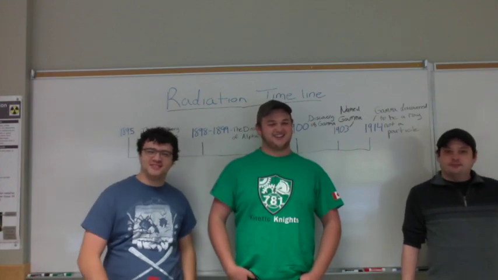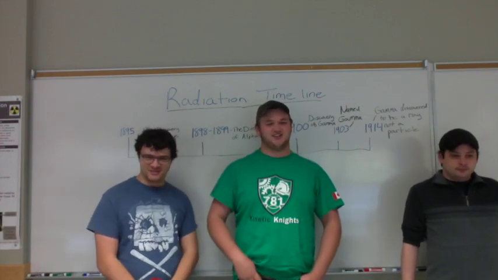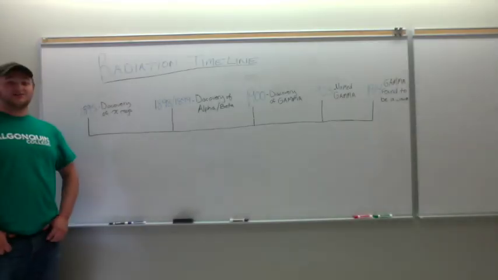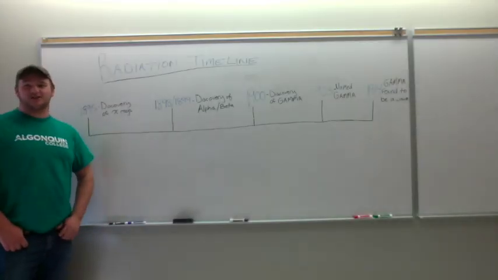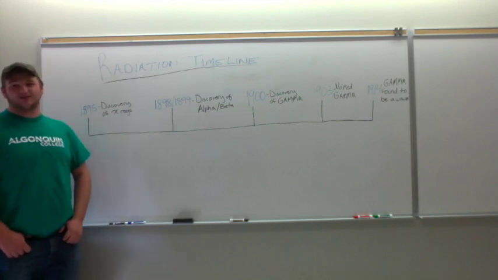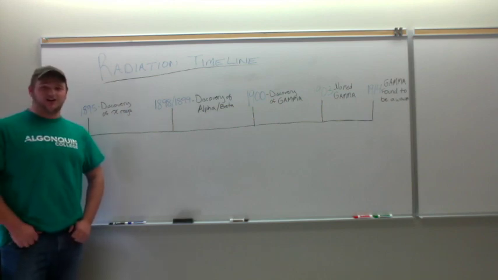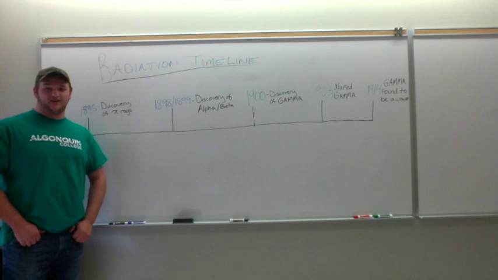And I'm Eric, and this is the history of radiation and their different types. Radiation was discovered in 1895 by William Röntgen. He discovered it by passing current through a vacuum tube. Despite that there was nothing leaving the tube, something was reacting with the barium solution on the counter. He called this X-ray radiation.